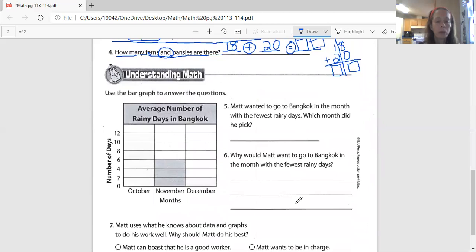And that brings us to the bottom. If you haven't finished the top, go ahead and pause the video and finish it. And then we come to the next part.